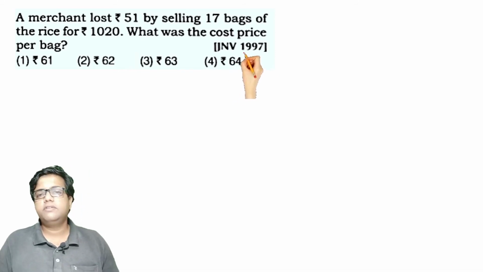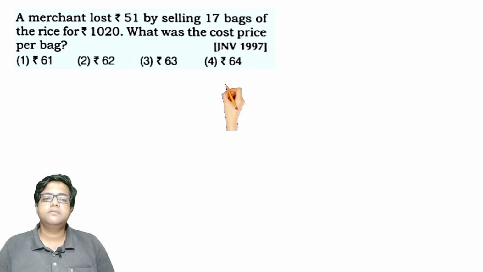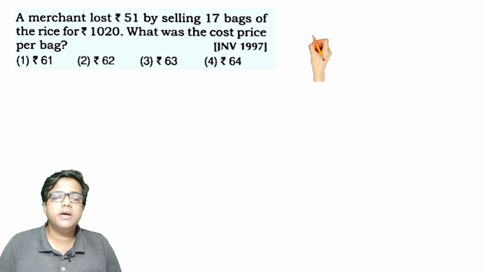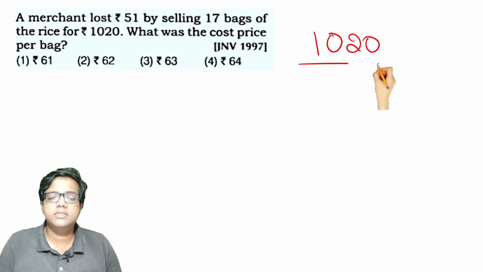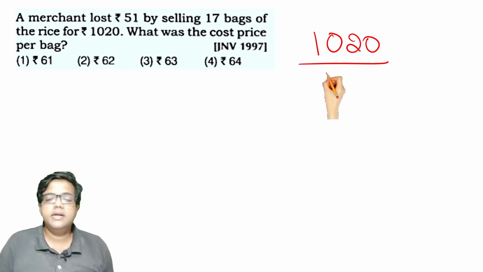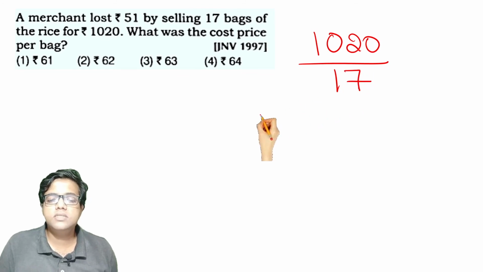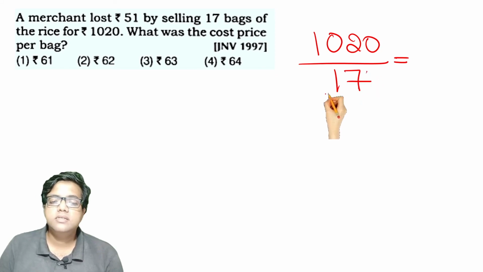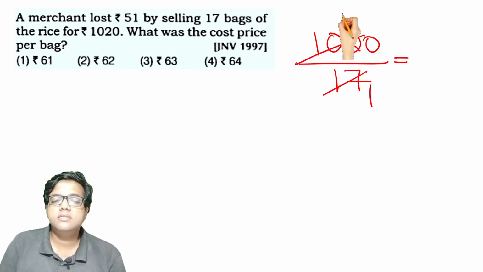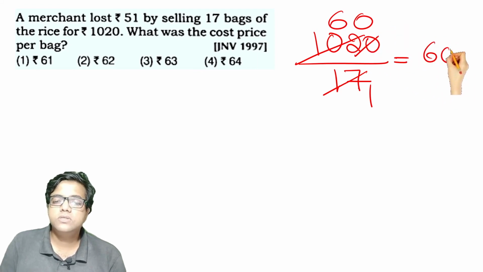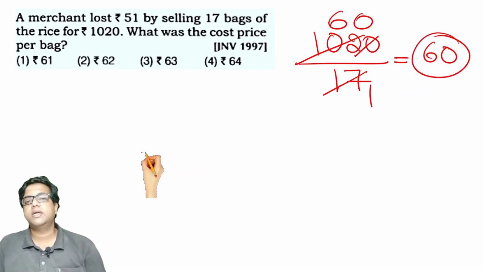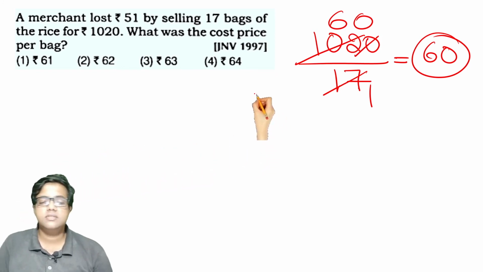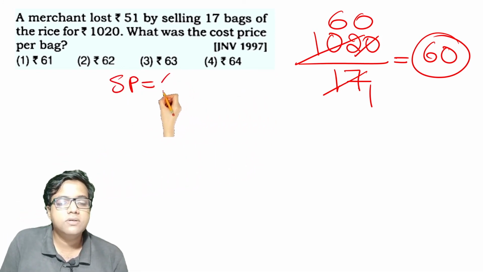So he lost in total 51 rupees, right? He made a loss of 51 rupees. And he sold how many bags? 17 bags. And for what cost? 1020 rupees. And he sold 17 bags. So what is the selling price for each bag? 17 ones are 17. 17 sixes are 102. 17 zeros are 0. So 60 rupees is the selling price.